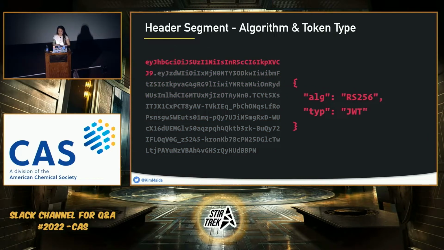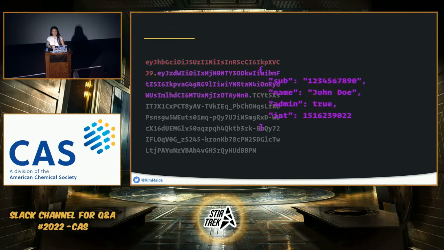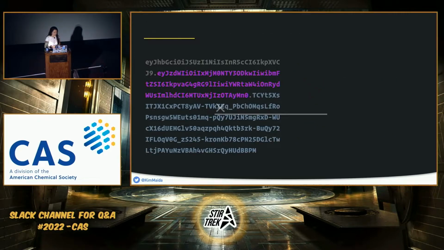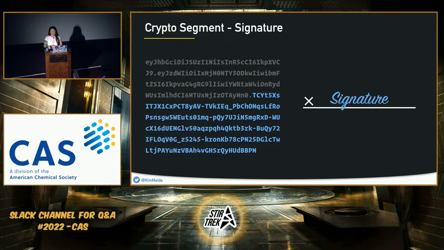The first segment is called the header segment. This is a JSON object, and this object contains an algorithm and a token type. Then we base64 URL encode this object to make it URL and file name safe. The second segment is called the payload segment, and these are data claims. This is an object that contains statements about the user and also about the authentication event itself. Again, this is also base64 URL encoded.